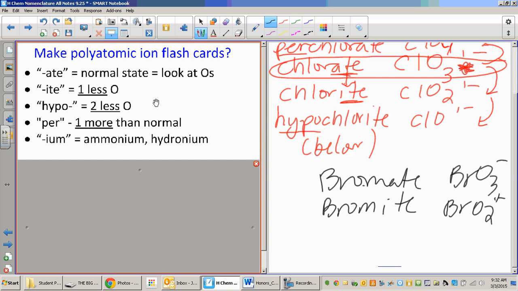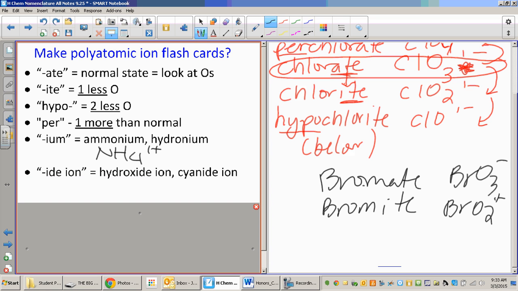Okay, we got these: ates, ites, hypo, per. Oh, and then I just gave you an example. The ium ending only occurs with 2 of the polyatomic ions, ammonium and hydronium, which we won't talk about really this unit. Ammonium is NH4, 1 plus. That's really the only cation version of the polyatomics. And that's another one, but we'll talk about the acids and bases.